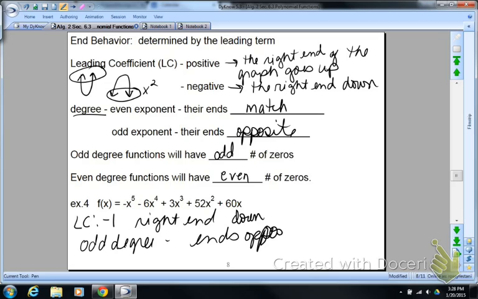Now we can kind of get a visualization. And how many zeros do we have? They're going to be 5. That means it's going to cross the x-axis 5 times. And I know that the right end is going down, so I know it's going to end like this. And the ends are opposite, so the left is going to be what? Up. So it's going to look something like this, and it's going to cross 1, 2, 3, 4, 5, something like that. Won't there just be up to 5?